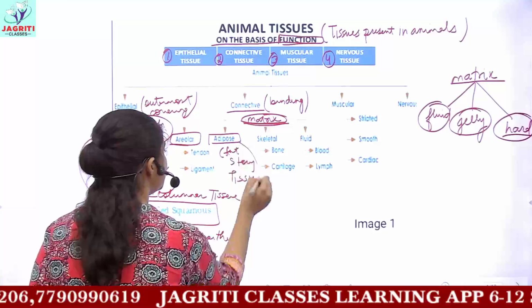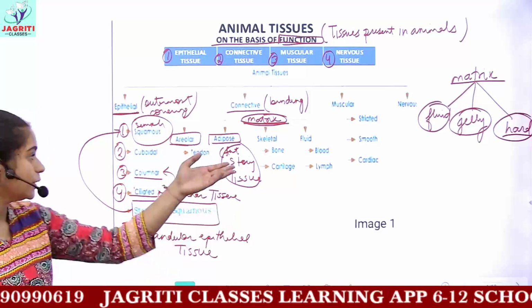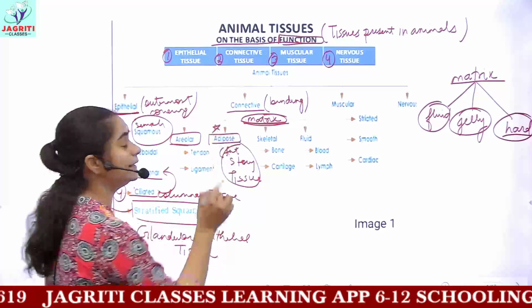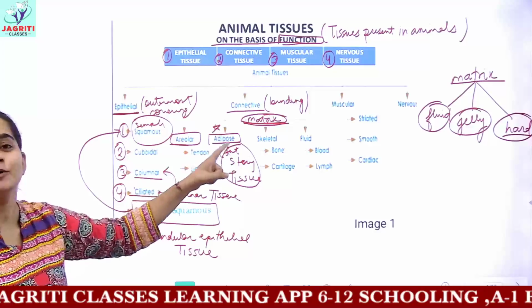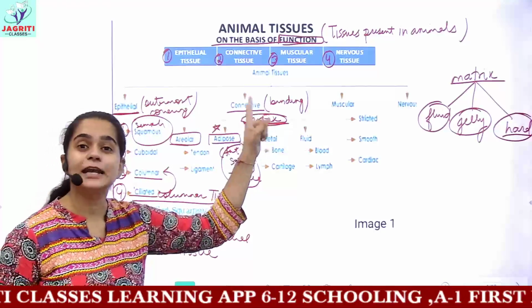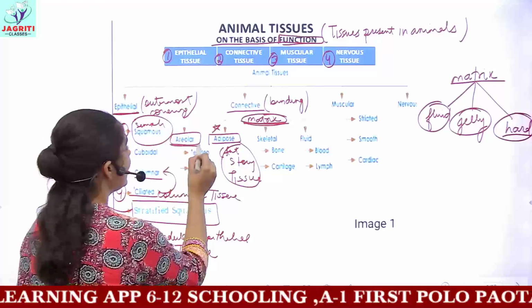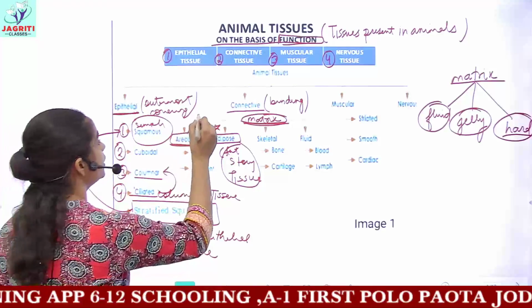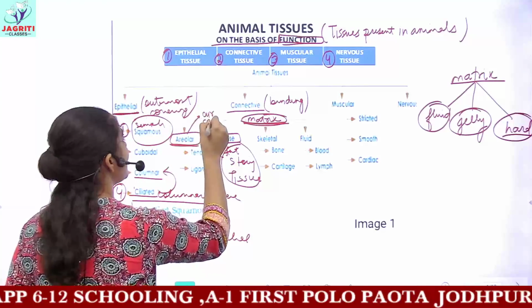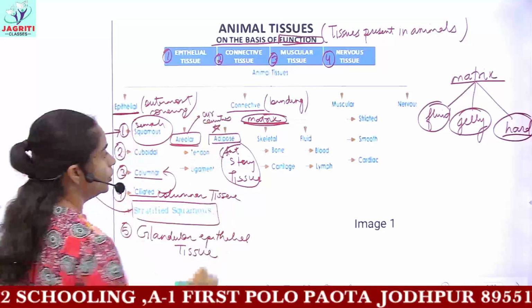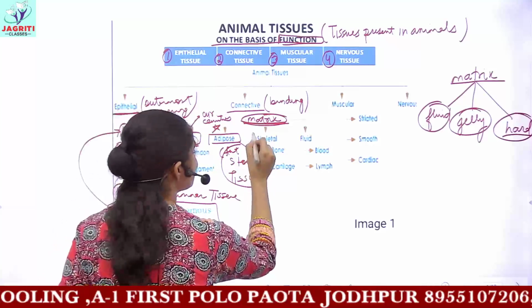A question frequently asked in exams, a short question: which is the fat storing tissue in the body? You will write adipose tissue, which is a kind of connective tissue, also called fat storing tissue. Areolar, I already told you that this areolar tissue contains air cavities.